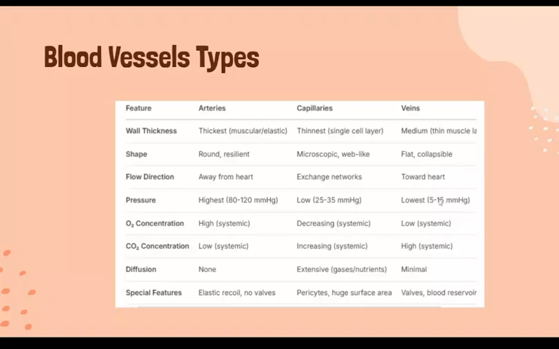So the wall thickness is middle, kind of between the two, and it's flat, collapsible towards the heart. It has the lowest pressure, and its O2 concentration is rather low, as explained before. And then its CO2 concentration is pretty high because it's carrying the waste to the heart, and it has minimal diffusion. However, one special thing about veins is that they have valves.